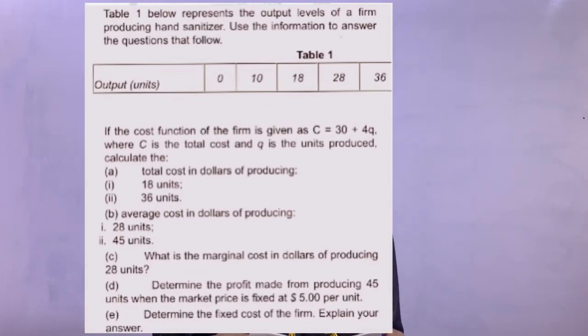Then the C part says, what is the marginal cost of producing 28 units? Then D, determine the profits made from producing 45 units when the market price is fixed at $5 per unit. Then the last but not least, E part of the question now. Determine the fixed cost of the firm. Explain your answer. So that's the question. So let's solve now.